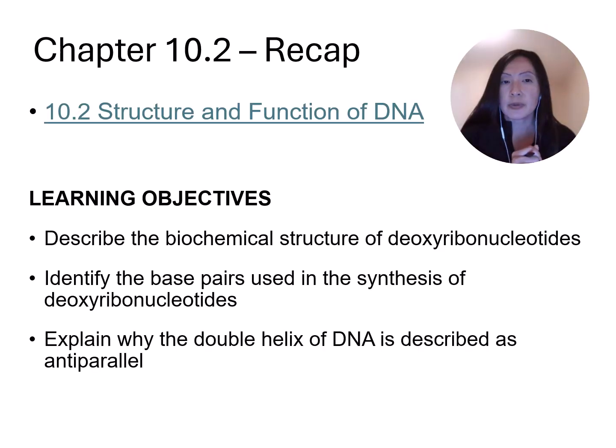All right, let's recap 10.2. So if I look at the biochemical structure of these deoxyribonucleotides, they're made of three parts: the deoxyribose sugar, the phosphate group, and the nitrogenous base. So that sugar is deoxyribose. It's a 5-carbon sugar without an oxygen on the carbon number 2. The phosphate group is attached to that carbon number 5 of the sugar, and the nitrogenous base, A, G, C, or T, is attached to carbon number 1 of the sugar. And remember, these nucleotides are linked together by phosphodiester bonds to form the DNA strands.